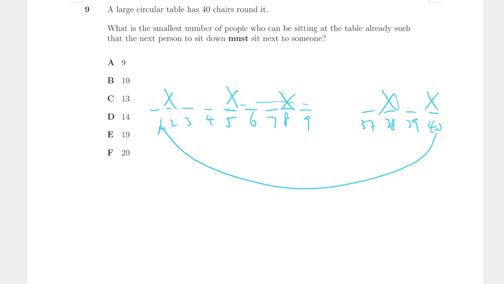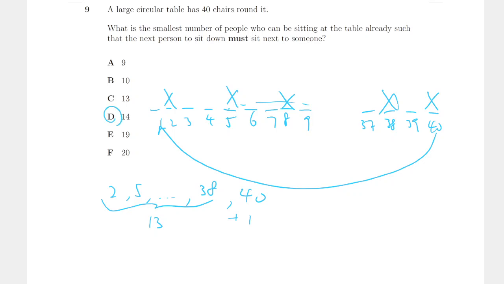Now, every single chair is occupied, so the next guy who sits down has to sit next to someone. Good. So how many people have sat down so far? We have 2, 5, and so on, until 38. This is just an arithmetic sequence. And then we have the 40 as well. So there are 13 people here, because 39 divided by 3 is just 13, plus 1 guy, which is the 40 guy. So the final answer would be 14. 14 people sat down and no one can sit down anymore.